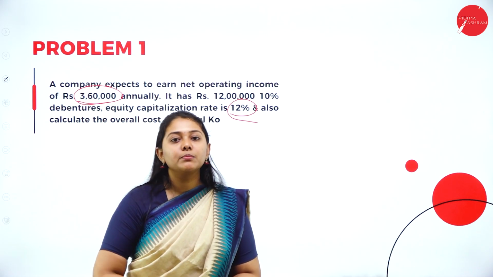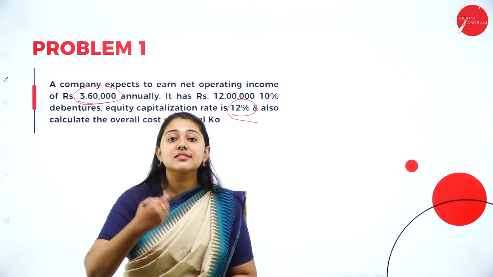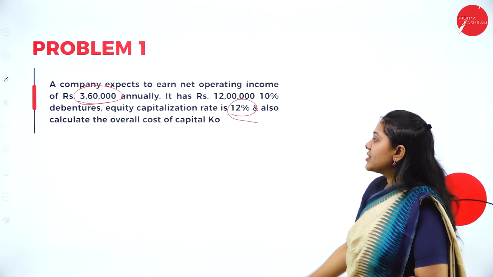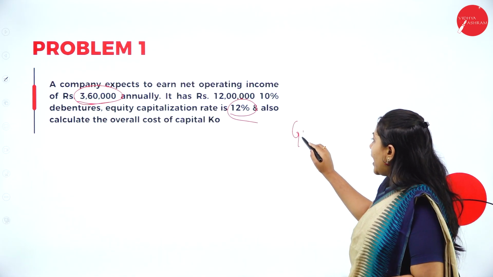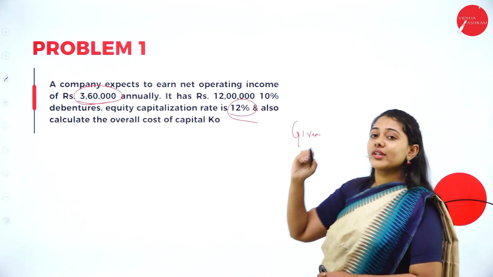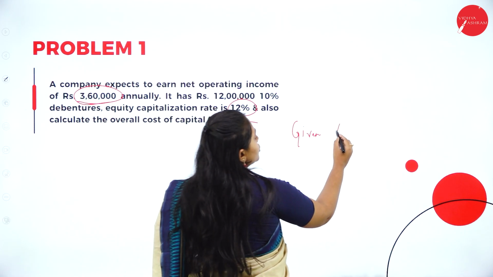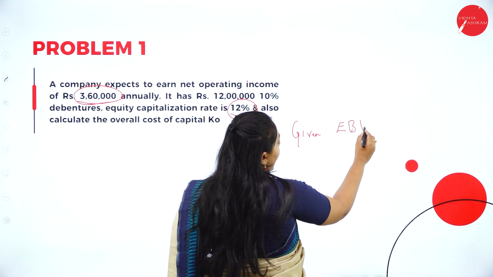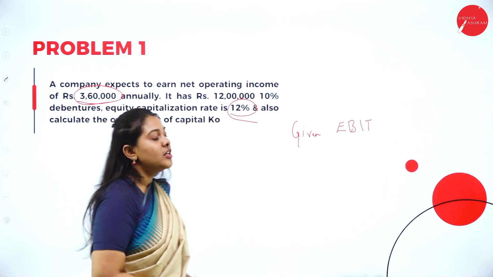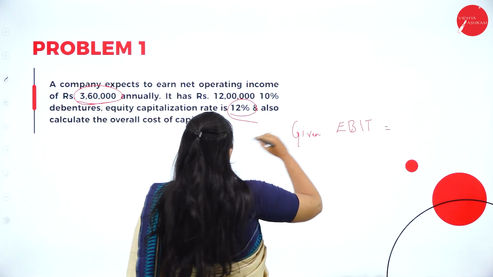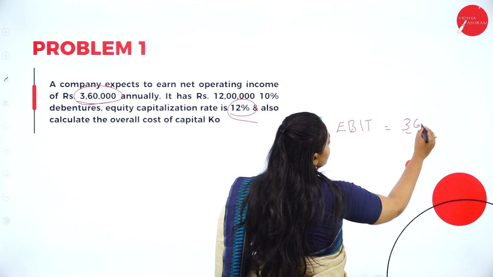So we have taken up the format. In that format, let us understand it in a better way. What is given? Let us write down the given first. EBIT is given, earnings before interest and tax. Next, what is given? 12 lakh. EBIT is 3,60,000.